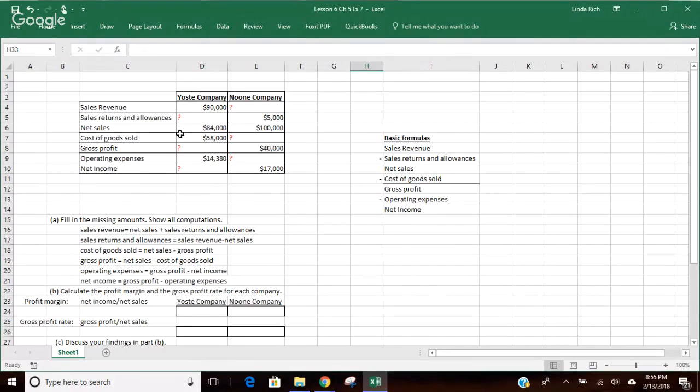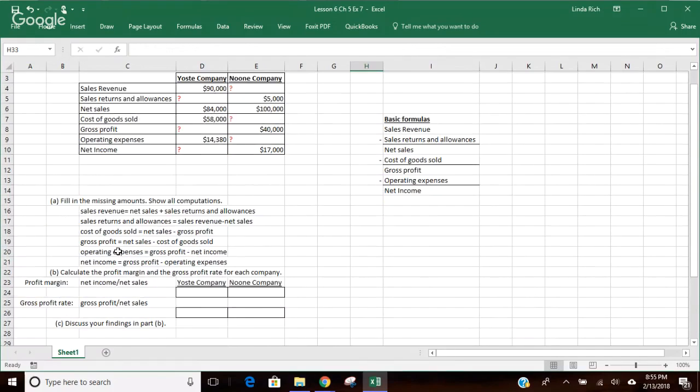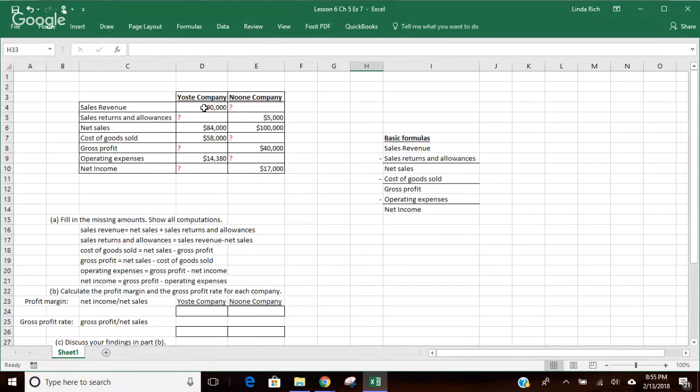Okay, so I'm going to walk everyone through Chapter 5, Exercise 7. You start out with this chart, and there's 3 different parts: A, B, and C. I want you to find out the missing amounts in Part A. I wrote the basic formulas over here on the side.